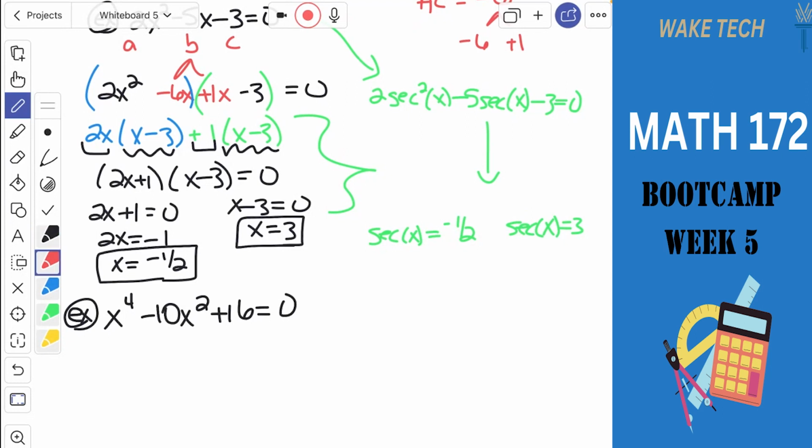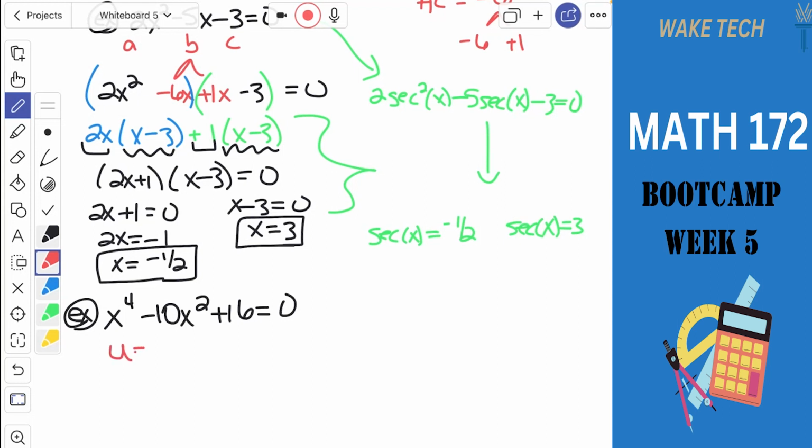So what am I talking about? Here we need to factor x to the 4th minus 10x squared plus 16. Well, we haven't talked at all about factoring something that has an exponent of 4, but we did spend a whole lot of time talking about factoring things that have exponents of 2. So what if we could rewrite this as something that has an exponent of 2 instead? We can do that by making a substitution.